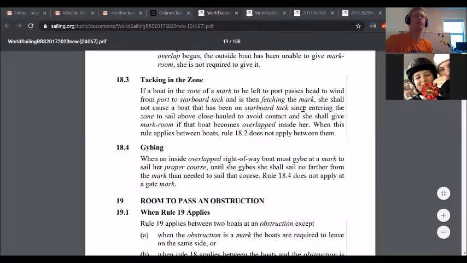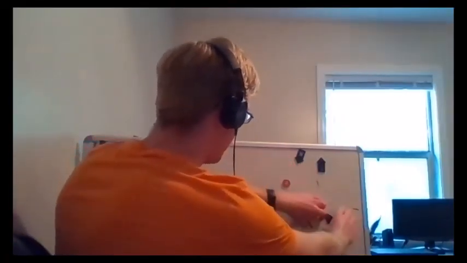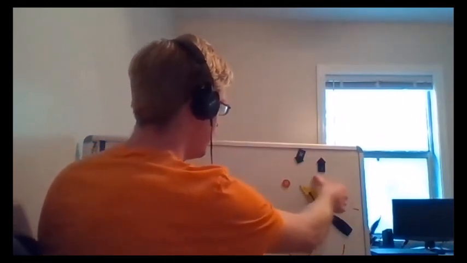She shall not cause a boat that's been on starboard tack since entering the zone to sail above close hauled to avoid contact. And she shall give mark room if that boat becomes overlapped inside her. When this applies between boats, then rule 18.2 turns off, and we just look at this. So let's break down what that means. Back to the whiteboard. So let me make a little more space for us. That's a little better.